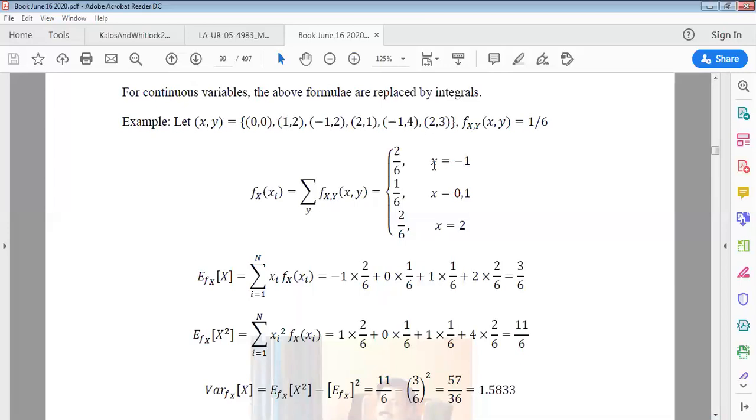So the minus 1 is all alone. Sorry, the minus 1, there are 2 minus 1s, here and here. So there are 2 times 1 over 6. So the probability of finding a minus 1 is 2 over 6. Similarly, the probability of finding a 0 is 1 over 6, and the probability of finding a 1 is also 1 over 6 because there's just one of each.